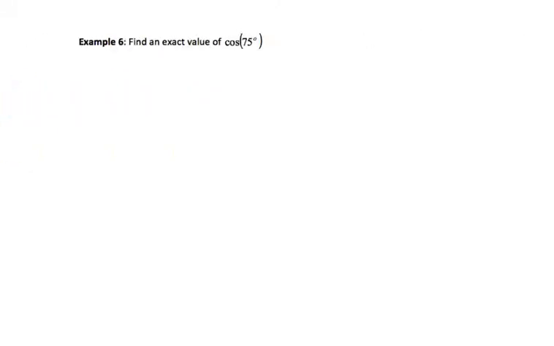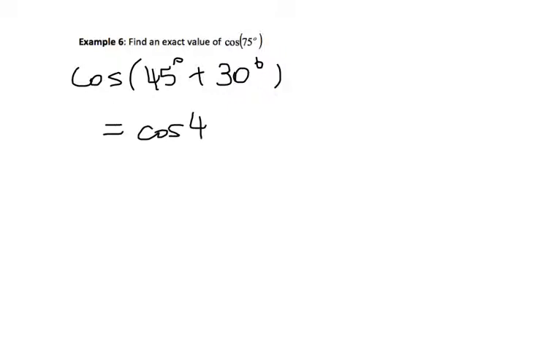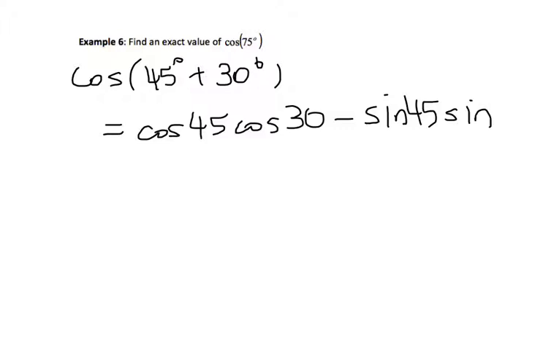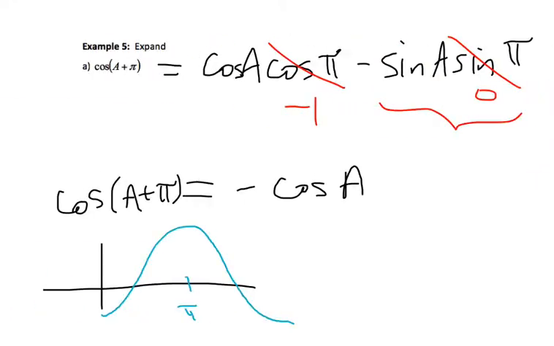Exact value of cosine 75. Well, that's going to be cosine of 45 degrees plus 30 degrees. And now I can use my cosine law. That's going to be cos 45 cos 30 minus sine 45 sine 30. And I want to make sure that I've got my signs correct.